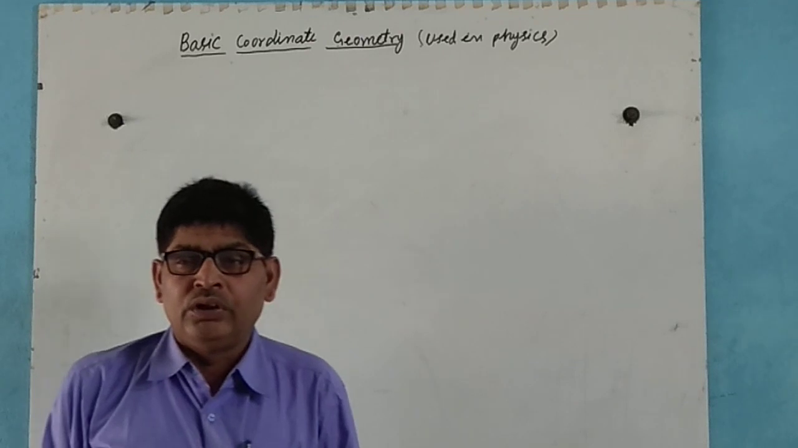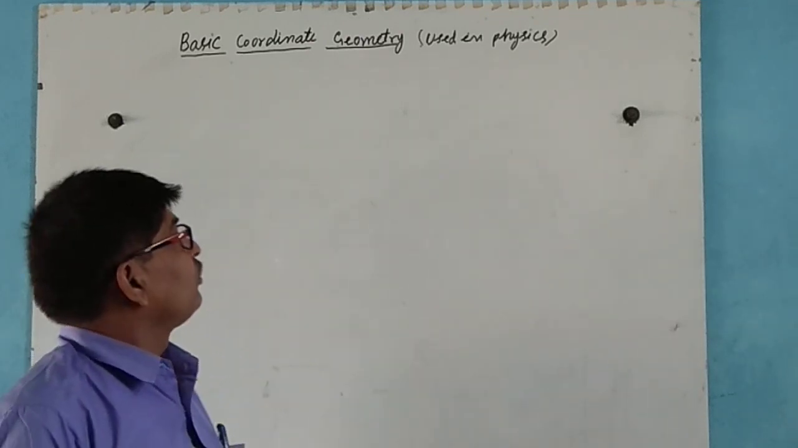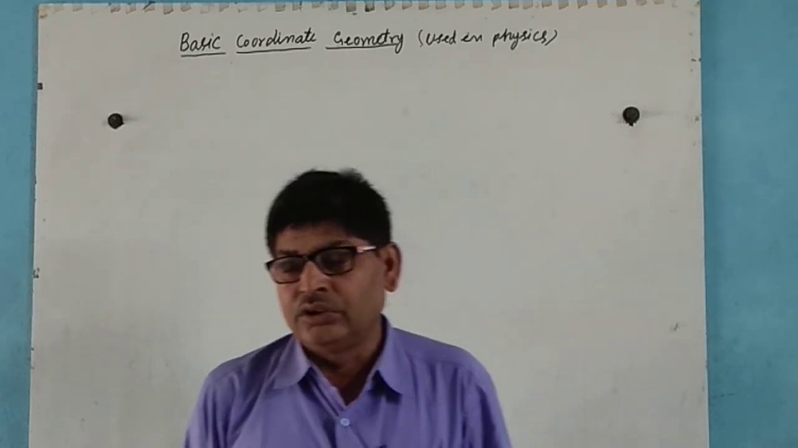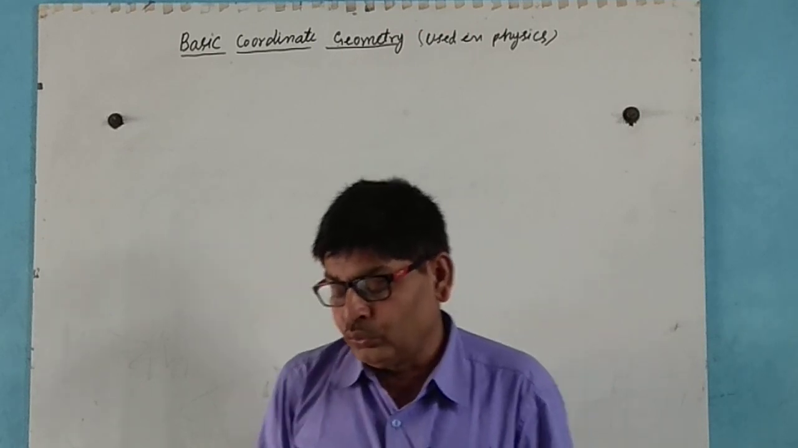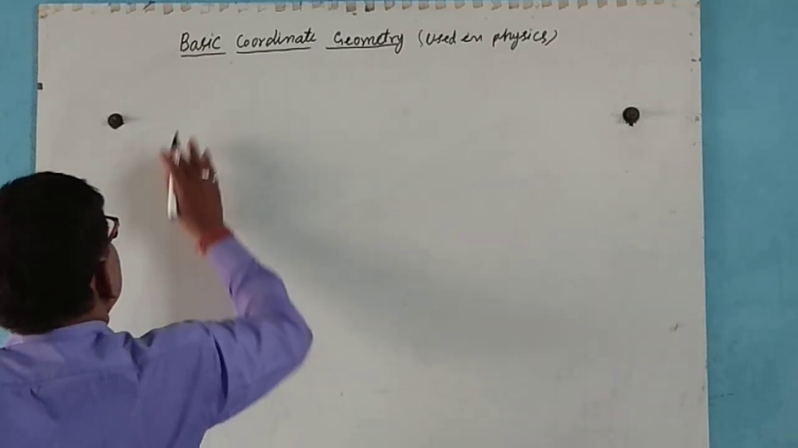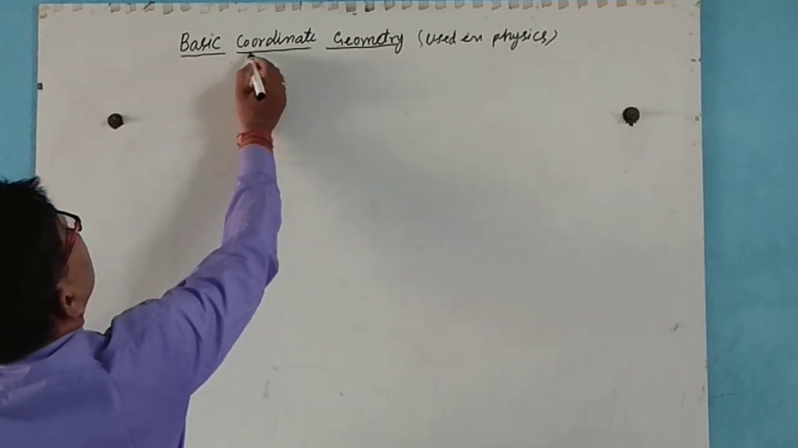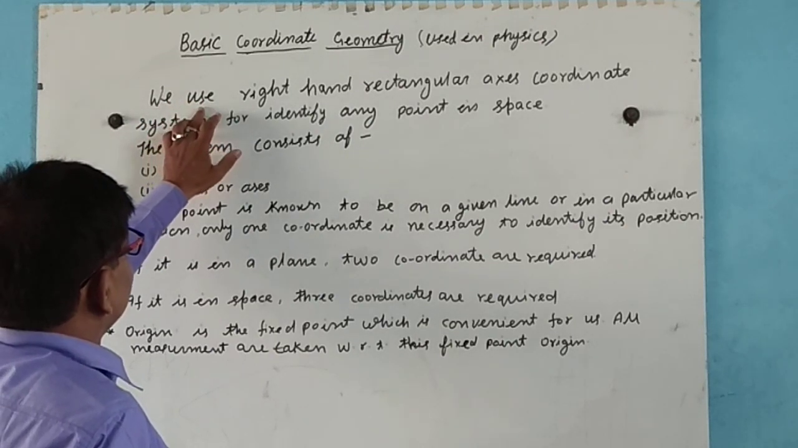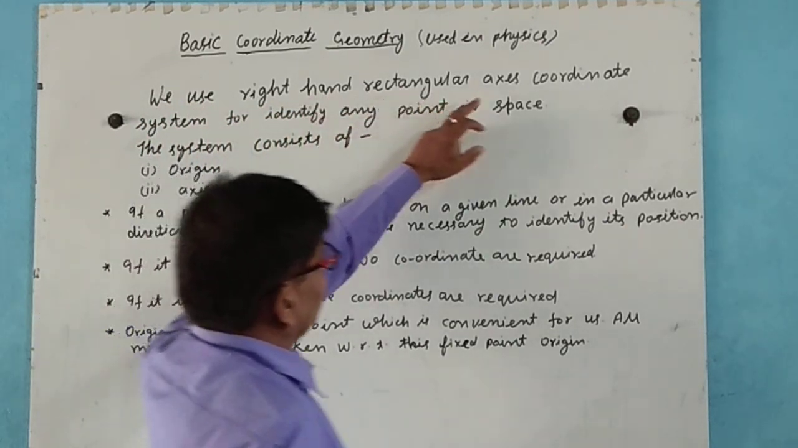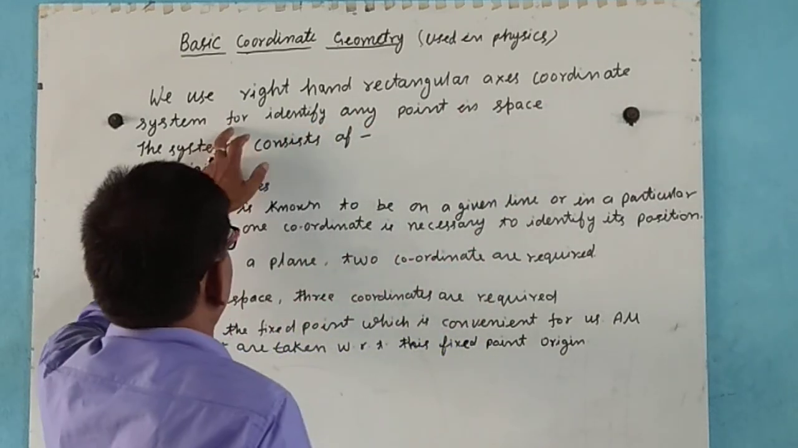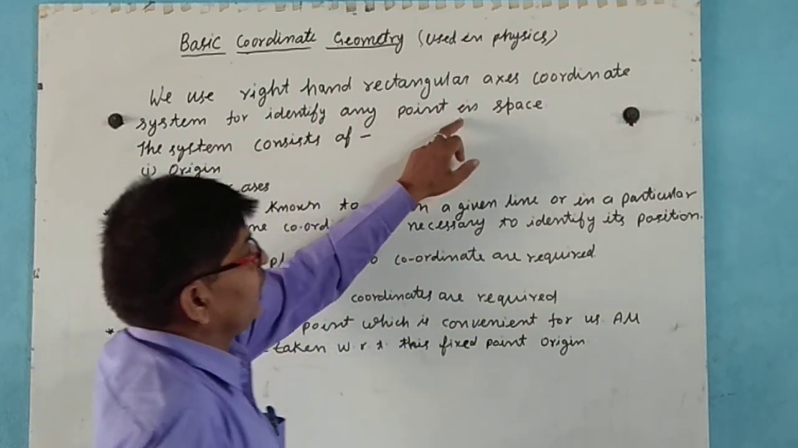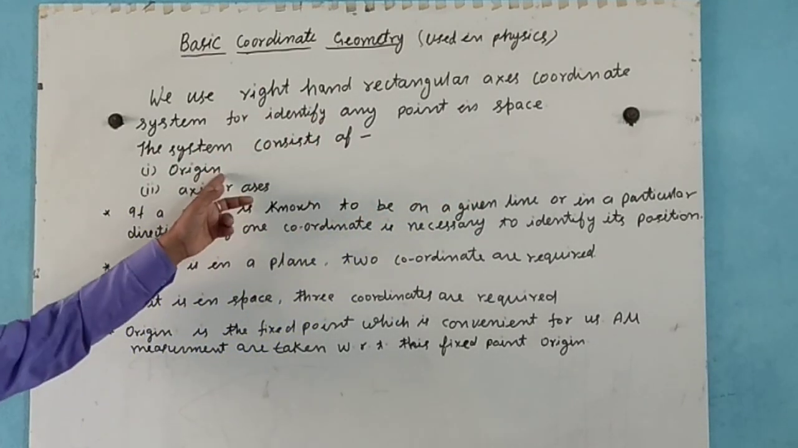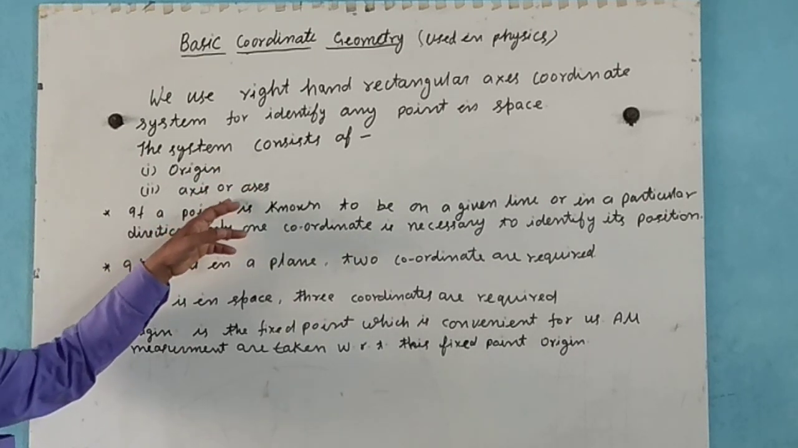Today we shall discuss the basic coordinate geometry that is used in physics. We use the right-hand rectangular axis coordinate system to identify any point in space. This system consists of an origin and axes.